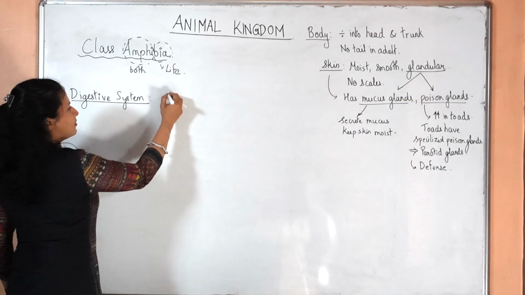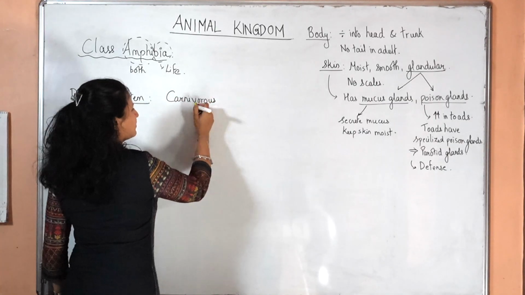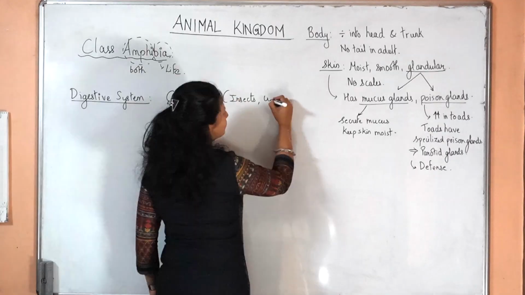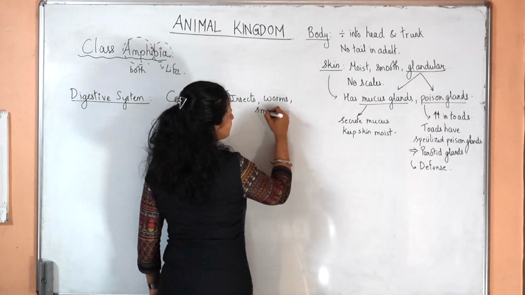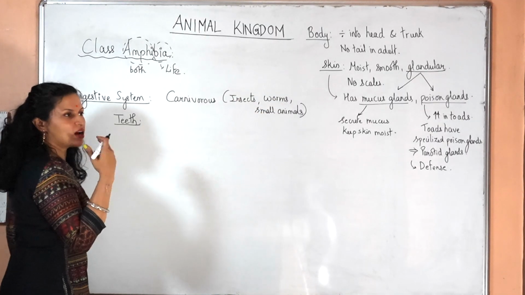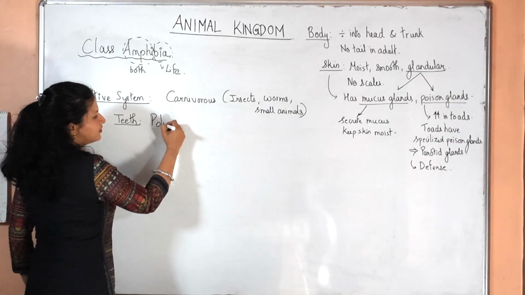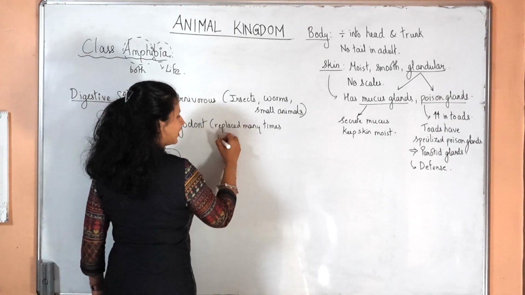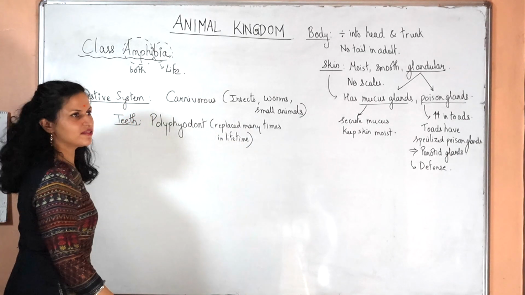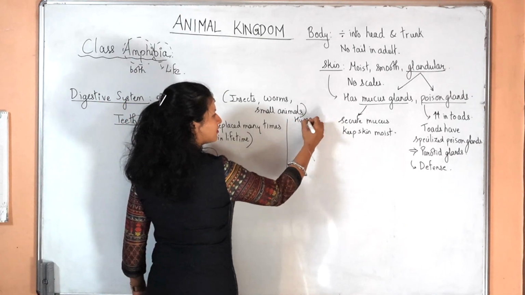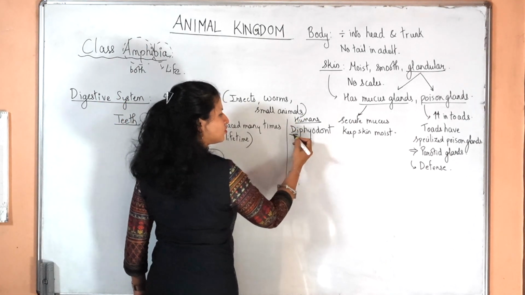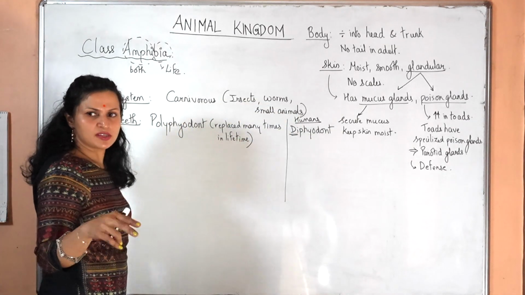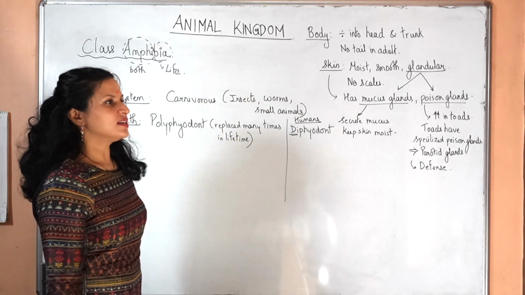Digestive system. They are mainly carnivorous and they feed on insects, worms, small animals. Their teeth in the mouth are said to be polyphyodont. Polyphyodont means replaced many times in a lifetime. What type of teeth do we have in humans? The teeth are diphyodont. Di means two times replaced. Aren't our teeth replaced 2 times in our lifetime? Yes, our teeth are diphyodont.